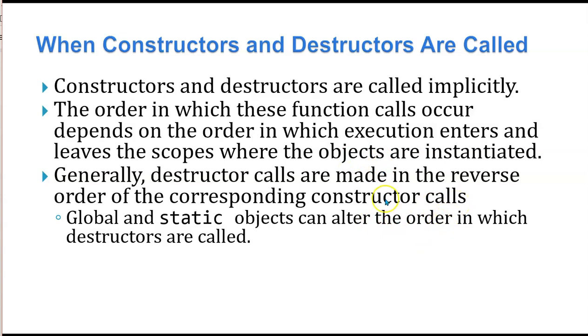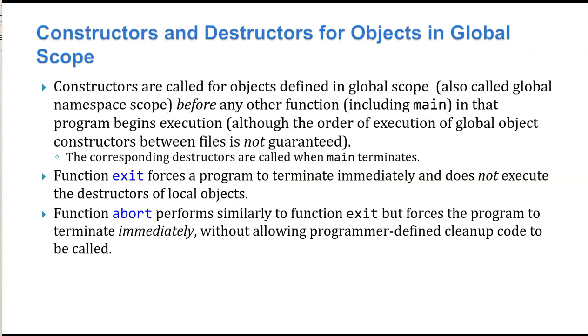Global and static objects can alter the order in which destructors are called. Constructors are called for objects defined in global scope, also called global namespace scope, before any other function in that program begins execution. The corresponding destructors are called when main terminates. Function exit forces a program to terminate immediately and doesn't execute the destructors. Abort is similar to exit but forces the program to terminate immediately without allowing any cleanup code to be called.